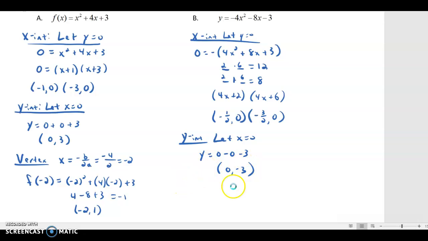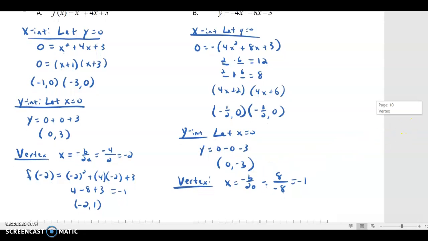And now we want the vertex. x equals negative b over 2a. In this case, that'll be 8 over negative 8, so negative 1, I believe. Yes. So negative 1, and then we have to calculate that. If we plug negative 1 in, it looks like we will get negative 4 plus 8 minus 3. I don't know why, but it looks like we got 1 here. So we got the point (-1, 1).